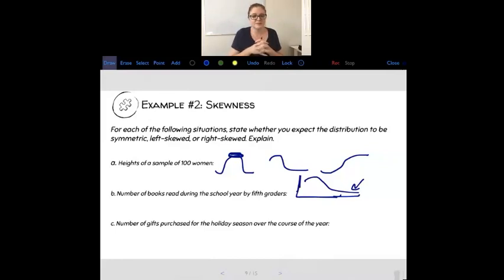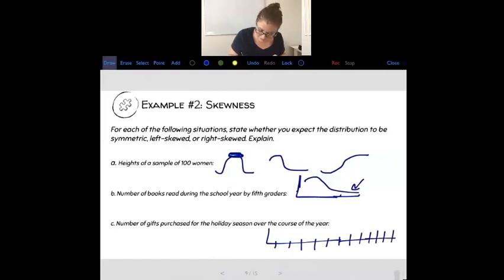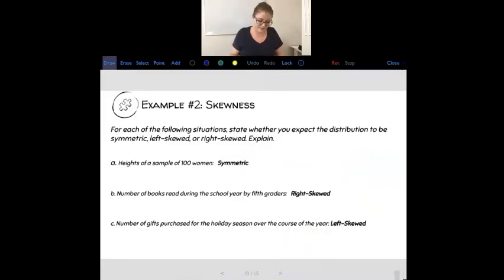Part C, number of gifts purchased for the holiday season over the course of a year. So we have January, February, March, April, May, June, July, August, September, October, November, December. Our graph is probably going to go like this because with the kickoff of Prime Day being in October or Black Friday, a lot of shopping occurs during the later months of the year. So this is an example where our data set would be left skewed. Some people buy presents or gifts all year long, but typically you see the higher concentration of sales towards the end of the year.